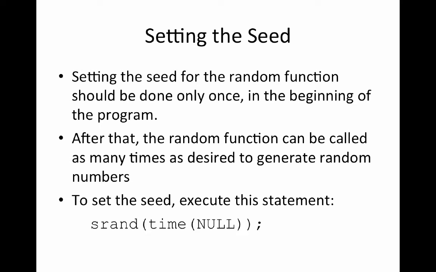So here's how you set the seed in C. Setting the seed for the random function should be done only once, in the very beginning of the program. After that, you can call the random function as many times as you want to generate random numbers. To set the seed in C, the function is called srand. You pass to it time, and this argument has to be null. So srand(time(NULL)); with a semicolon at the end, as in all statements in C, is how you set the seed. You do that once in the very beginning of the program.